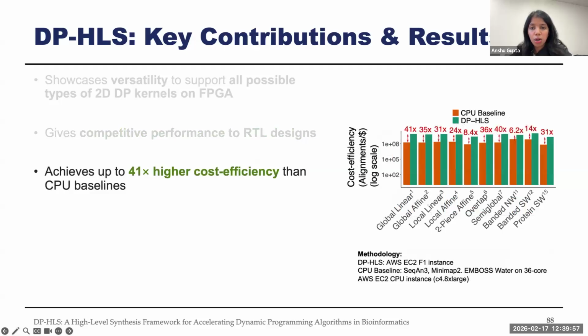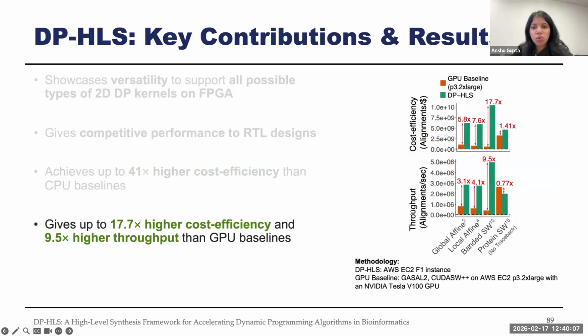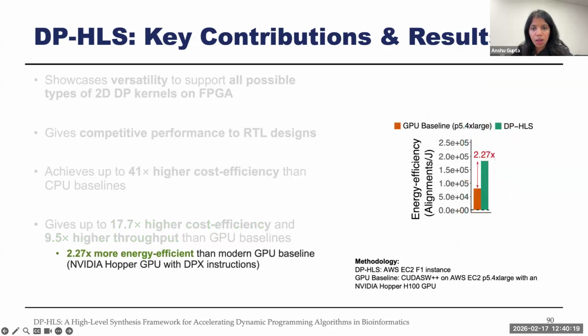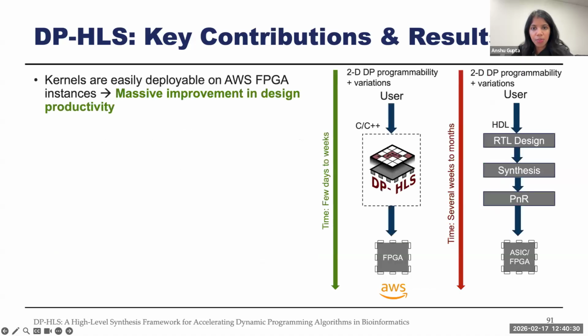DP-HLS is up to 41 times more cost efficient compared to CPU baselines. Now, cost efficiency is equal to actual throughput normalized by the instance cost. Compared to GPU baselines, it gives up to 17.7 times higher cost efficiency as shown here. And we also measured the raw throughput without the cost normalization, and DP-HLS was 9.5 times better. We also compared it with the latest NVIDIA Hopper GPU, which has DPX instructions, and it is 2.27 times more energy efficient. Hence, DP-HLS can be very useful in low power applications.